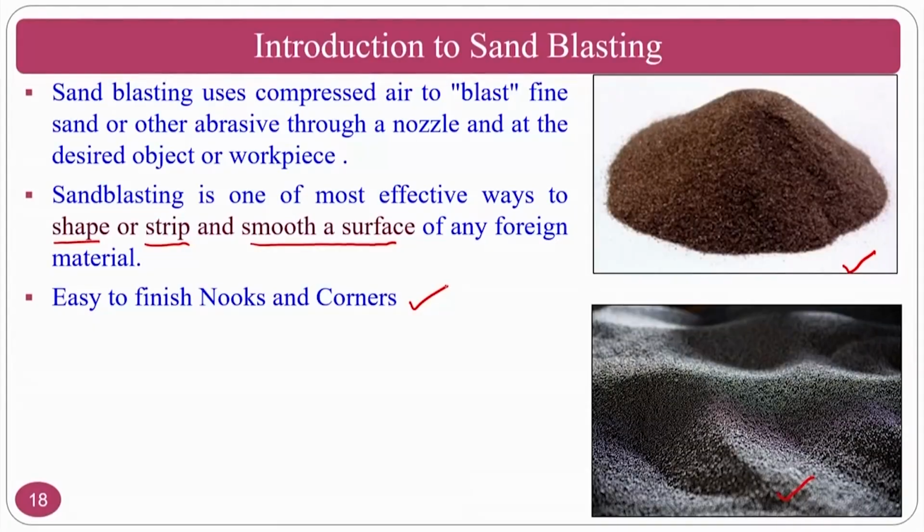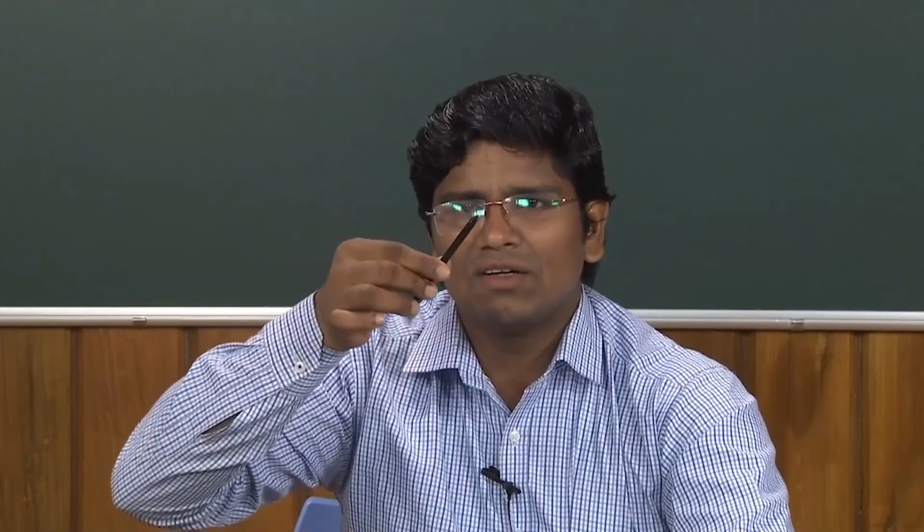So you can shape it also. Some of the casting products, whenever they come out, you can do the sand blasting and remove the surface layers. It is easy to finish the nooks and corners. Normally complicated shapes are there, so people use these nozzle jets, and they will go and put it to the nook and corner, like assume that this is the jet, so you can put it as per your requirement.